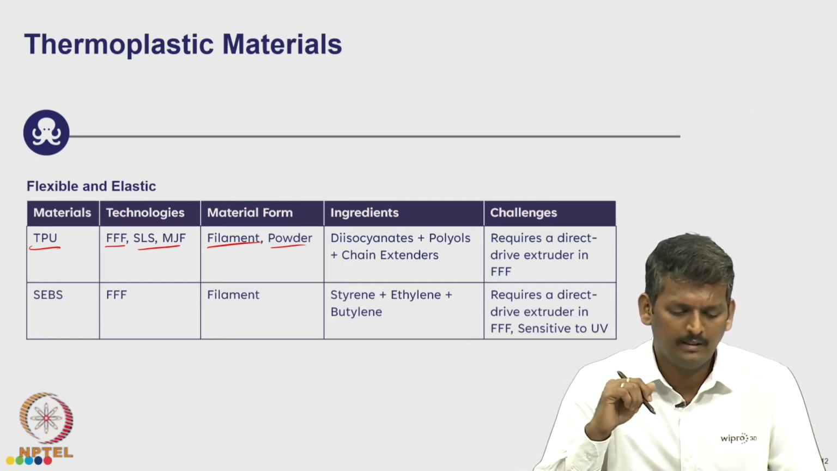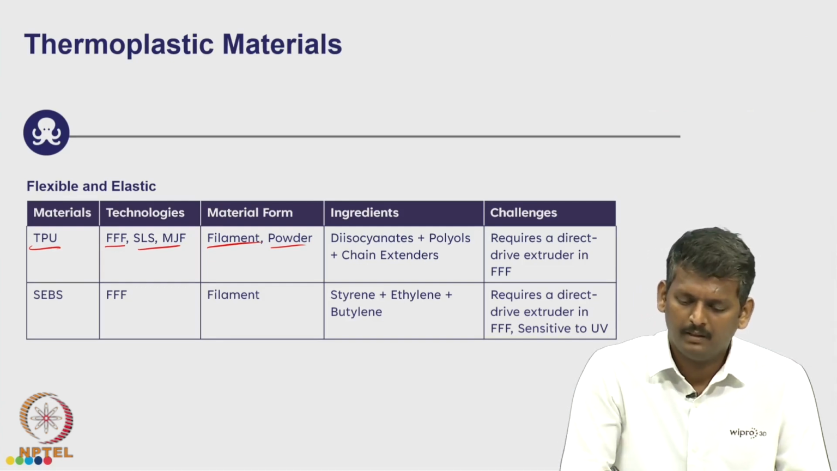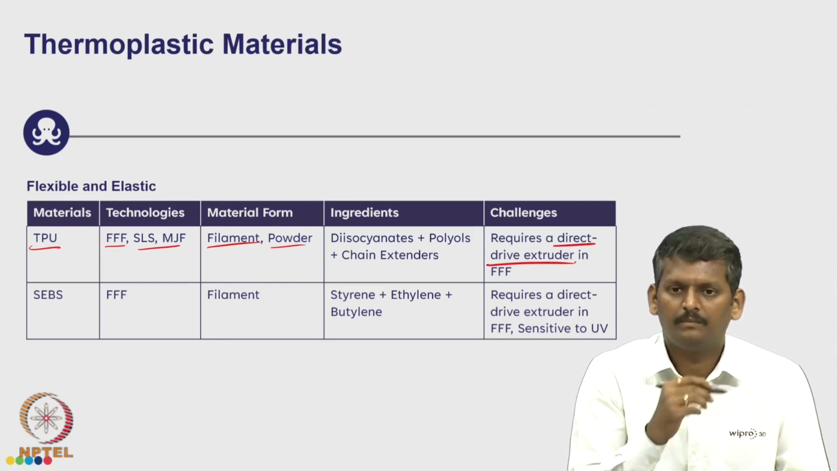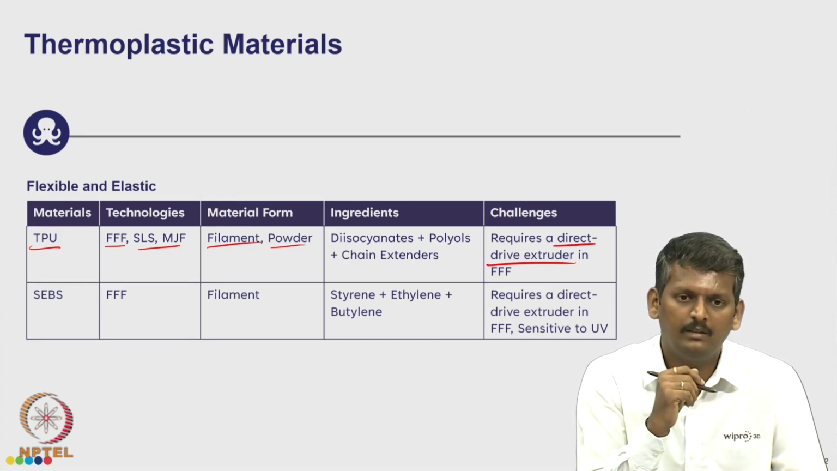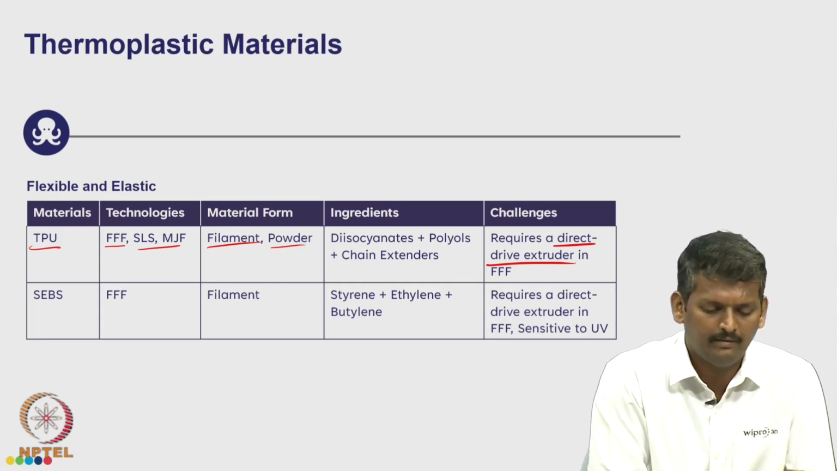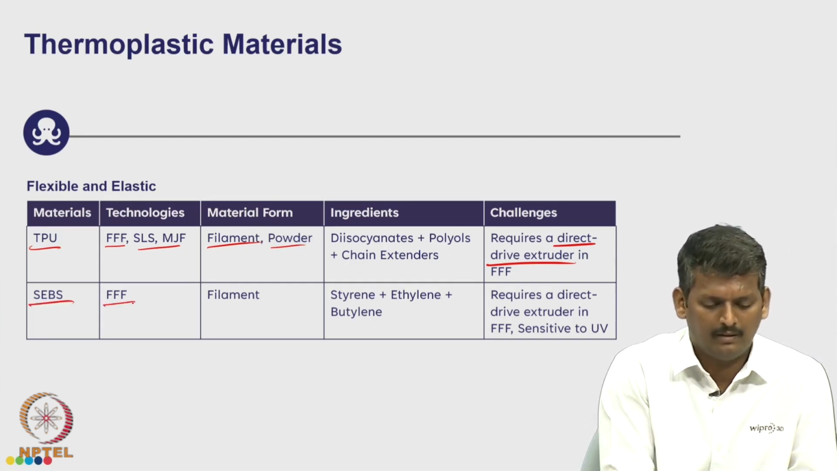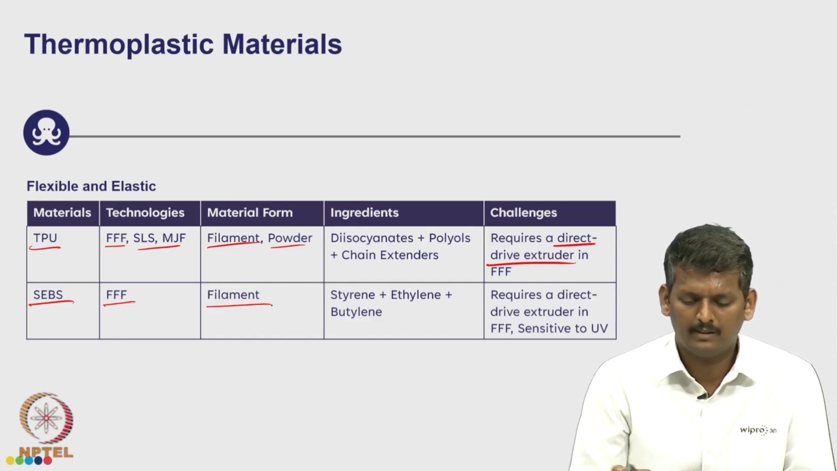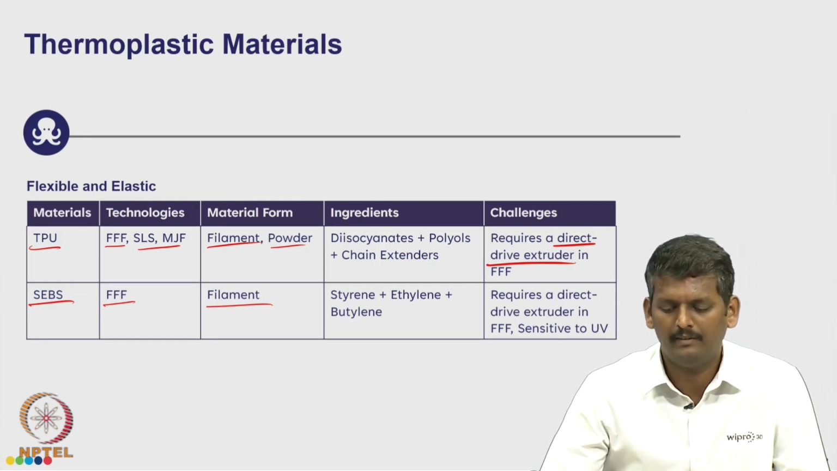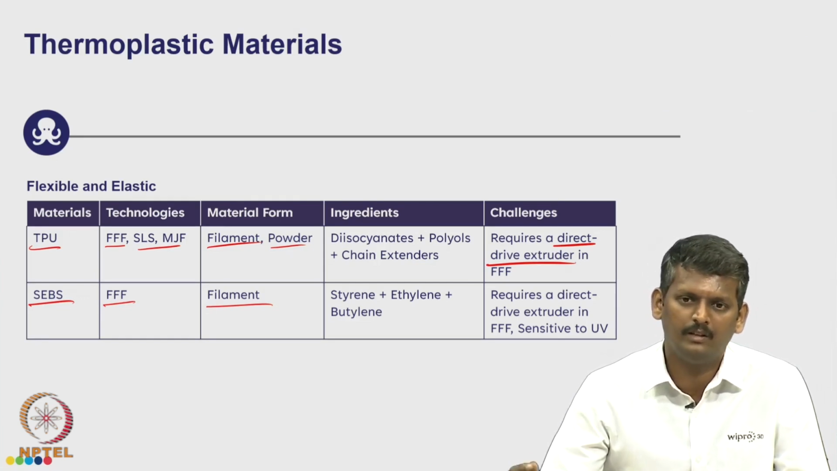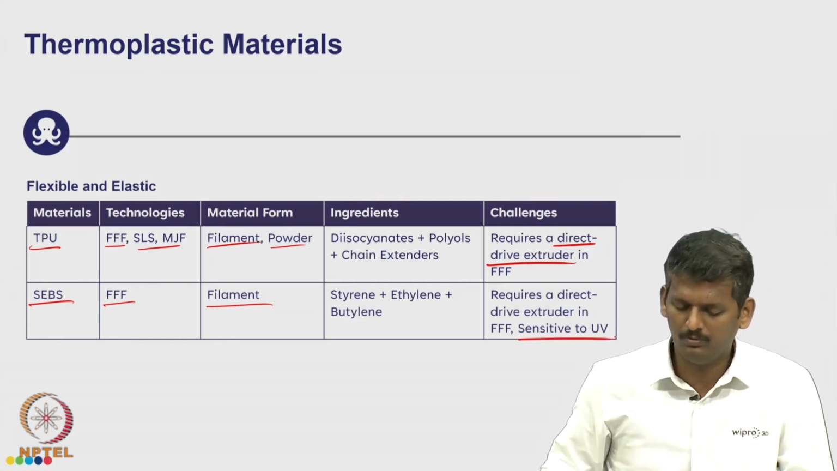One of the critical things in getting it printed during FFF is that it requires a direct drive extruder. That means we can't use a Bowden type extrusion system for this material, but we have to use a direct drive extruder. Then the next material is SEBS. We use FFF again, with filament as the raw material form. Again we have to use a direct drive extruder for this material also because of its flexibility, and it is also sensitive to UV light.